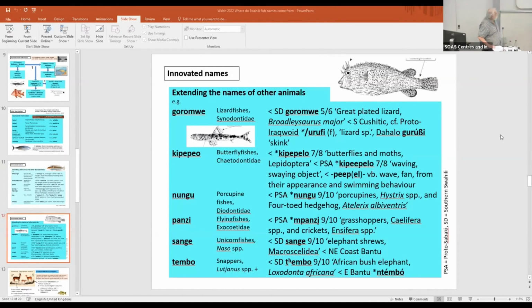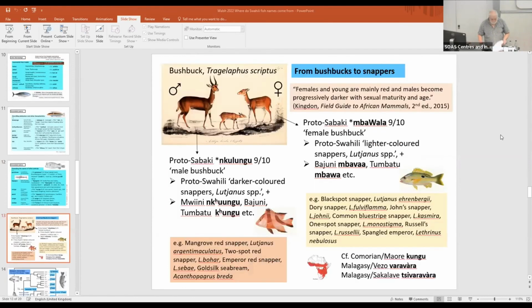A lot of our, we call the fish lizardfishes, that also some Swahili call garomwe, which is a local name, particularly on the Kenya coast, for lizardfishes. And it's derived from the name for a particular kind of lizard. And to me, the most remarkable example of this that I've come across so far is the adoption of the names of male and female bushbuck, shown at the top, for snappers, according to their colour resemblance to one or the other sex.